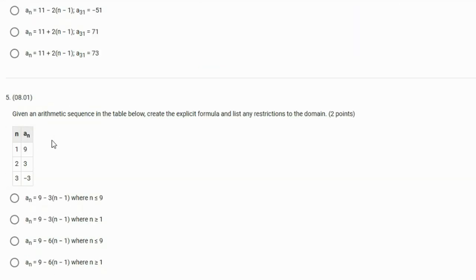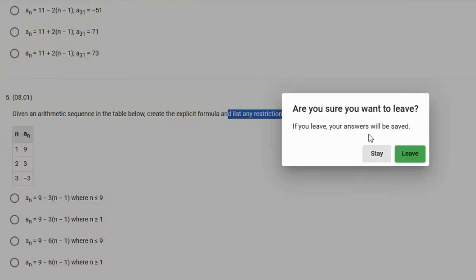And here they give you a sequence in a table. First term is 9, second term is 3, third term is negative 3. Which one of these would be the arithmetic formula? And what's the domain? The domain is n is less than or equal to 9, and n is greater than or equal to 1. You should be able to eliminate half the answers just knowing the domain. The domain. All right, 5 problems. That's not bad.